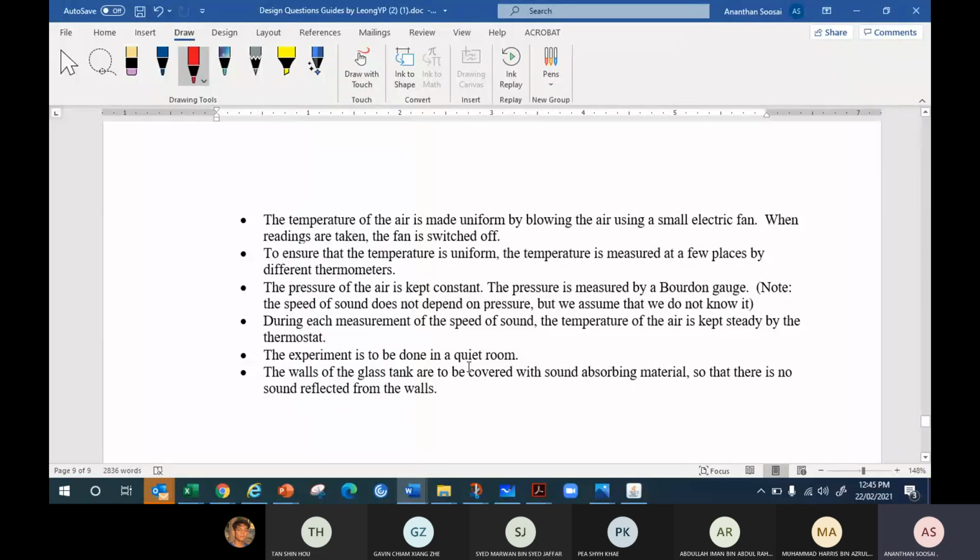The experiment is done in a quiet room. Of course, we don't want any other source of sound to interfere with the microphone. This is an extra detail mark. A glass container that can withstand high pressure is used. This is a safety one.